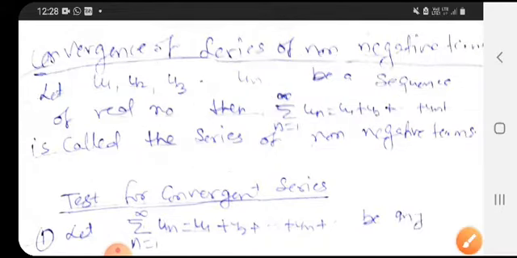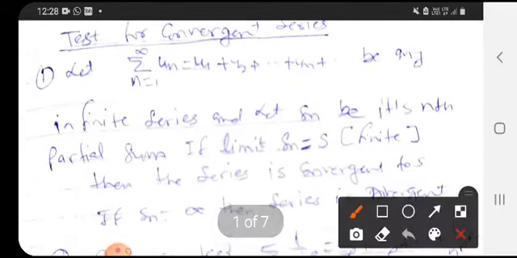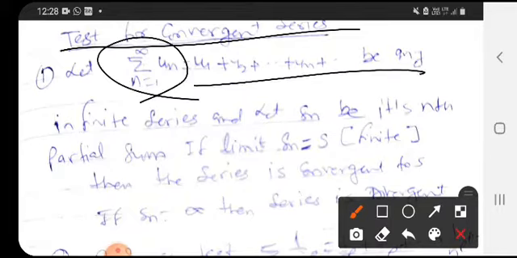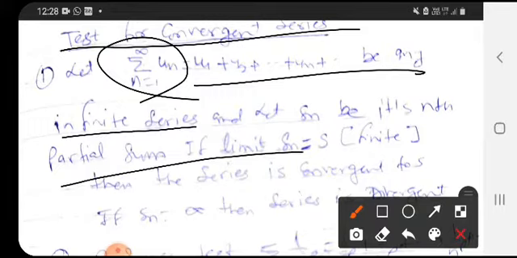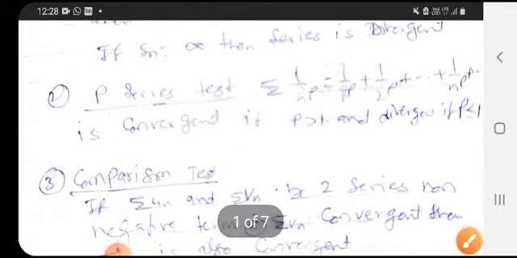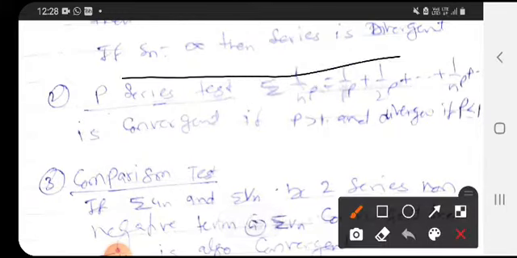Test for convergent series. Let summation n from 1 to infinity un equal to u1 plus u2 through un be any infinite series, and let Sn be the nth partial sum. Sn tends to s, which is finite. Then the series is convergent to s. If s is equal to infinity, then the series is divergent.